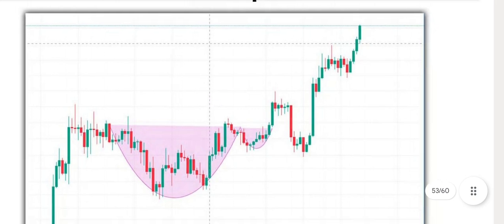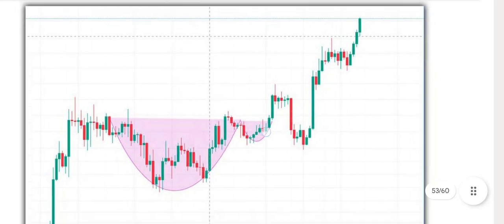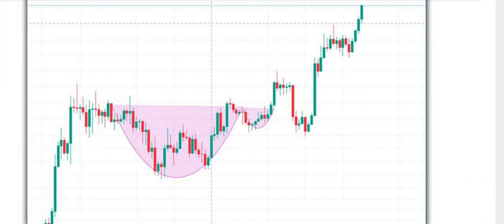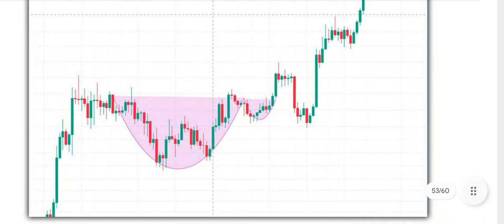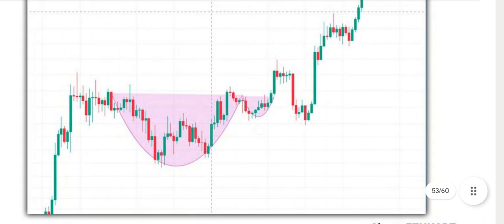So you can see a cup and handle, a cup and its handle. You know how a cup looks, right? So that is it. Wait for a retest and a candle close. After the candle close, now you can enter your trade. Don't come in when your candle has not already closed. If it's a 4-hour time frame, wait for the 4 hours to come to an end, so that you can place your entry point. Wait for the candle close.